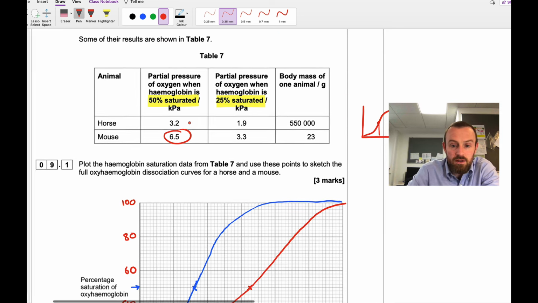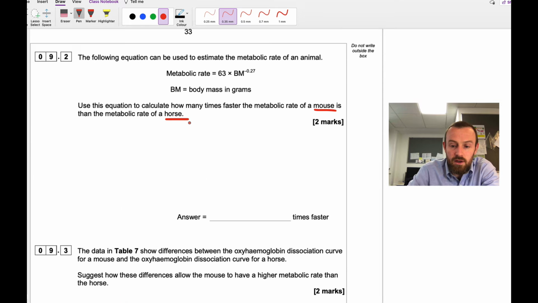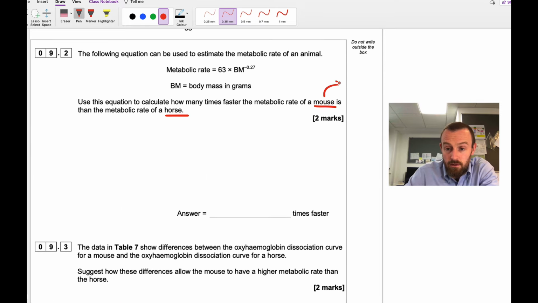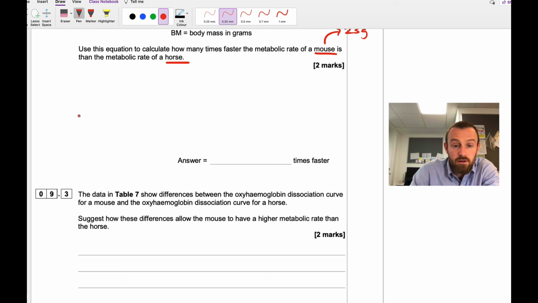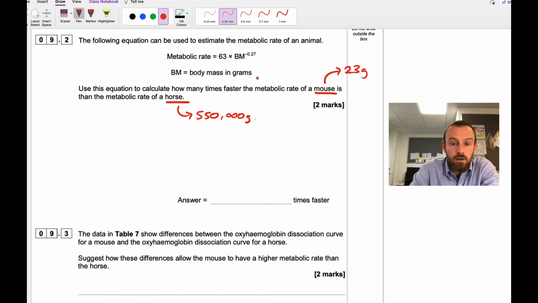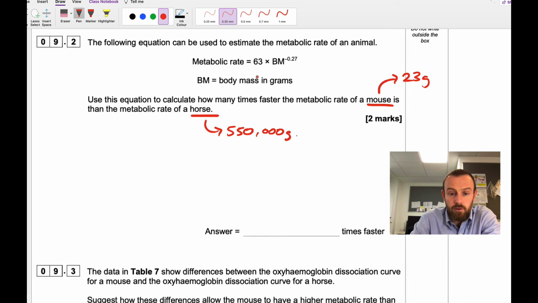So the mouse has a mass of 23 grams, and the horse has a mass of 550,000 grams. Okay, so we need to basically just use this equation twice.